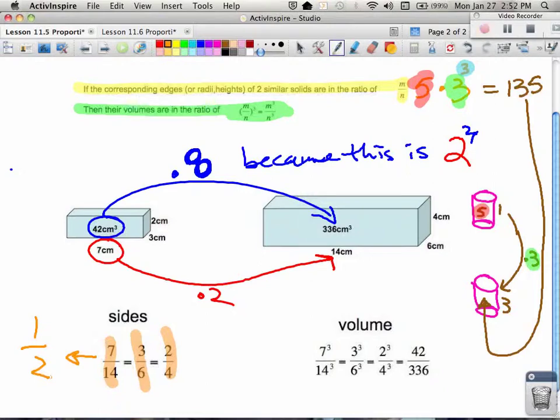As I look at the other numbers, 7 cubed to 14 cubed, 3 cubed to 6 cubed, 2 cubed to 4 cubed, all of these ratios are 42 to 336. Now you might not realize that, but if you were to simplify that fraction, you would see that these are all 1 to 8 ratios, meaning that the second figure has a volume that is 8 times larger than the first figure.